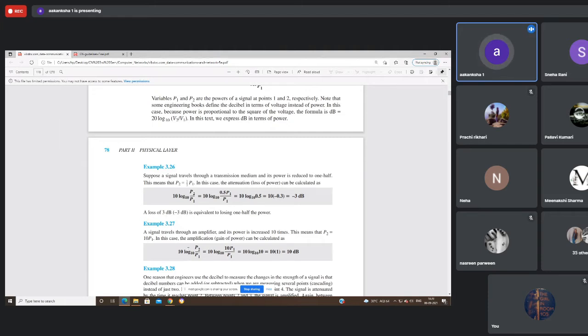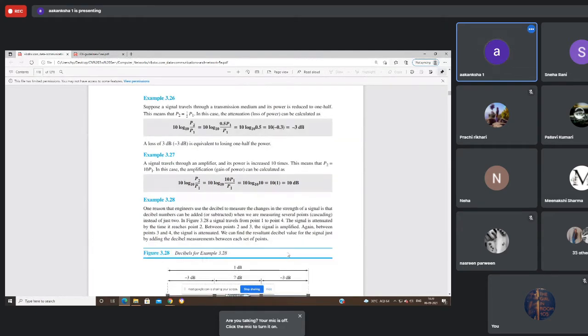Then another computation can be seen in another example. If after amplification the signal power has been increased by 10 times, then we can say P2 is 10 times P1. So 10 log 10 P2 upon P1, so 10 log 10 of 10 P1 upon P1. So that is 10 decibels, because log 10 of 10 is 1. So it has gained 10 decibels of strength.